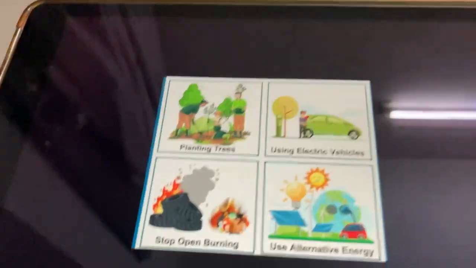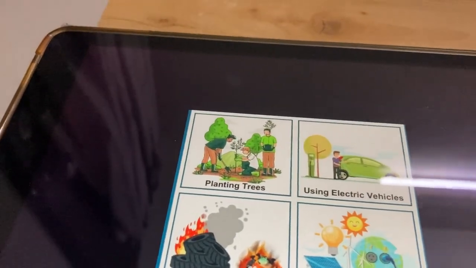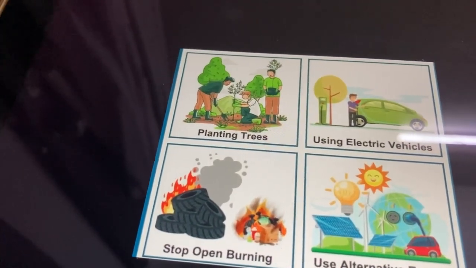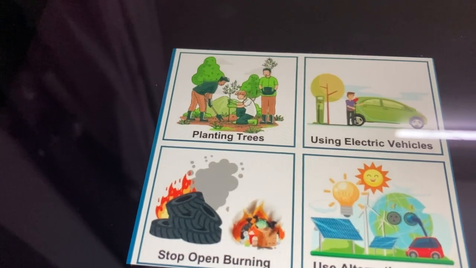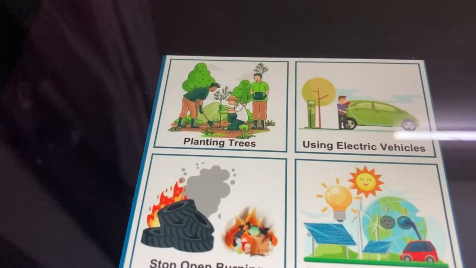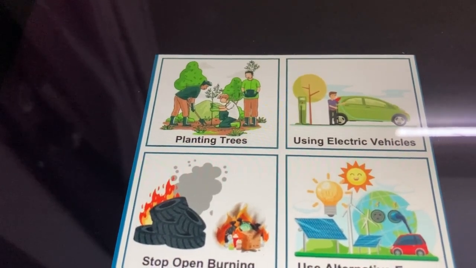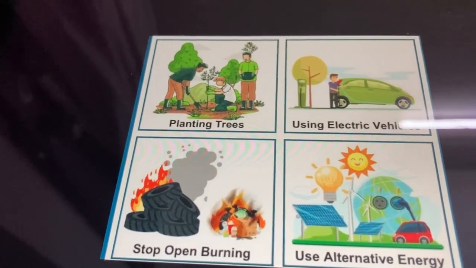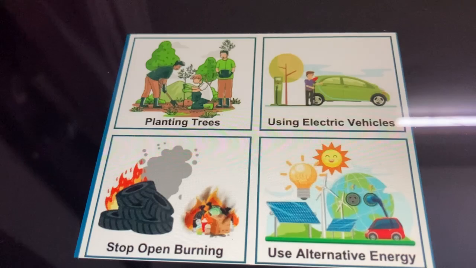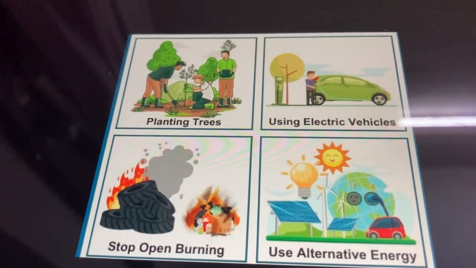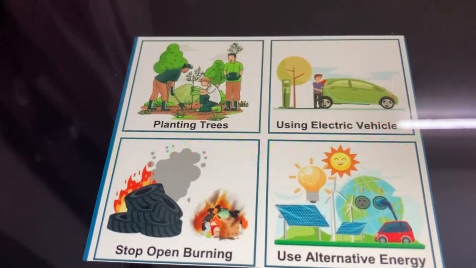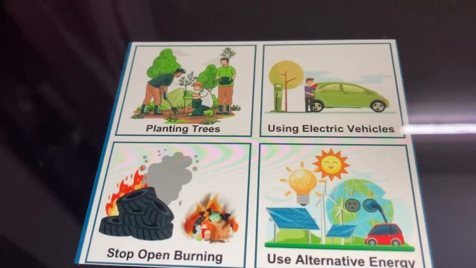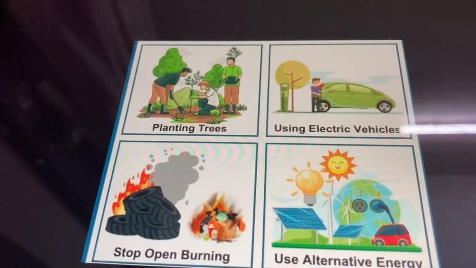So here are few examples. Planting trees. If we plant more trees, it will help. How will it help? When we grow more trees, the plant cleans the air, and therefore planting trees will help to purify the air. Using electric vehicles. When we use an electric vehicle, the fumes that come out of the car will not be there. So the smoke contribution in the air will reduce drastically.